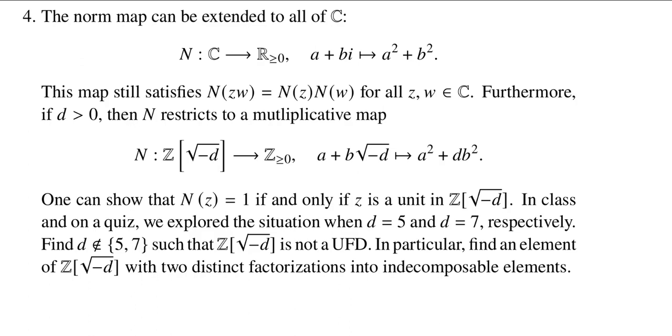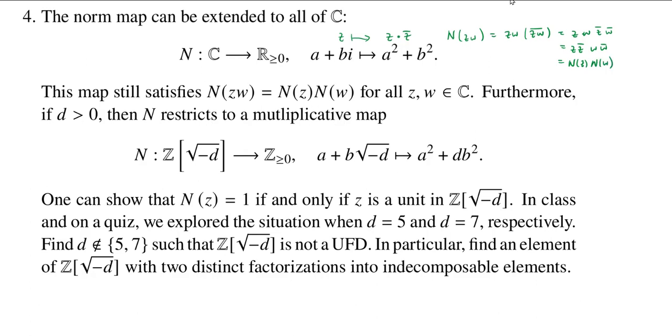Another way of writing this map is to say that if I had some z, it would map to z times z bar, where this bar is the complex conjugation map, which is itself multiplicative. And so if I have N of zw, this would be zw times the conjugate of zw. But again, the conjugation map is multiplicative, so this would be z w z bar w bar, and then I can rearrange this to z z bar w w bar, which is now the norm of z times the norm of w.